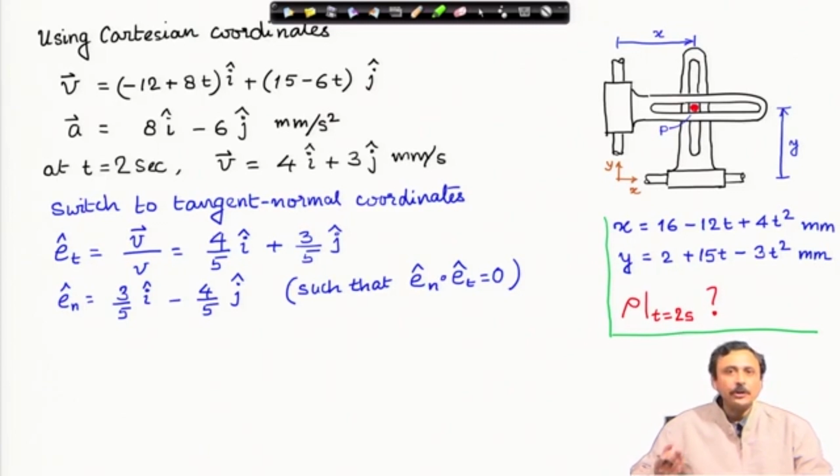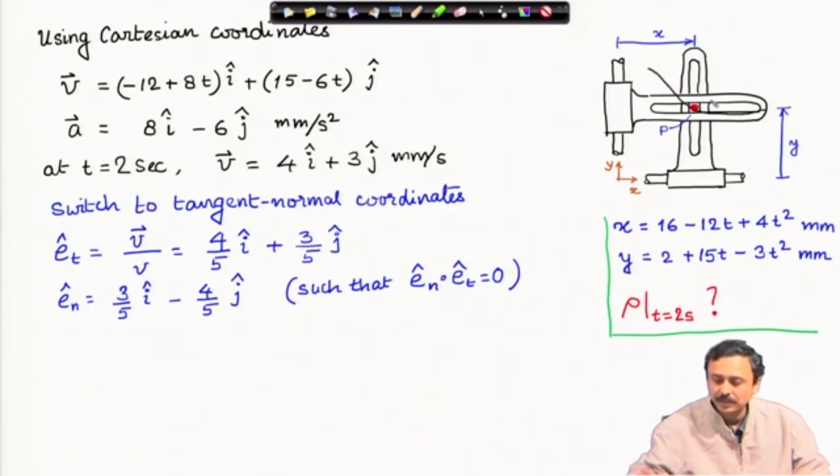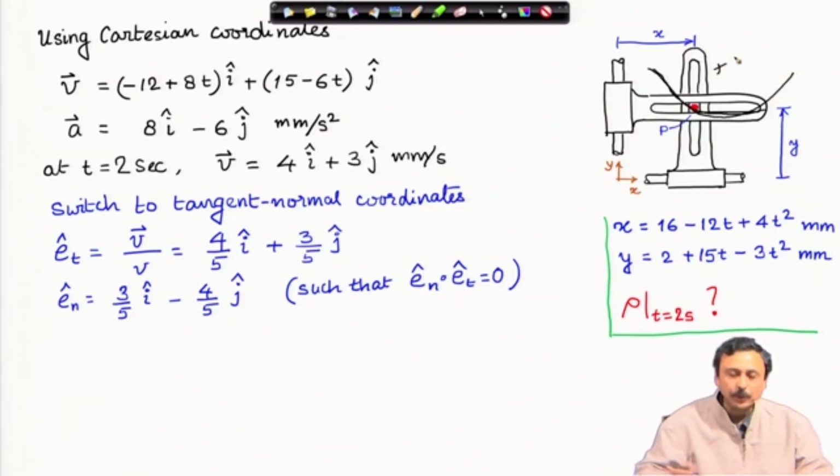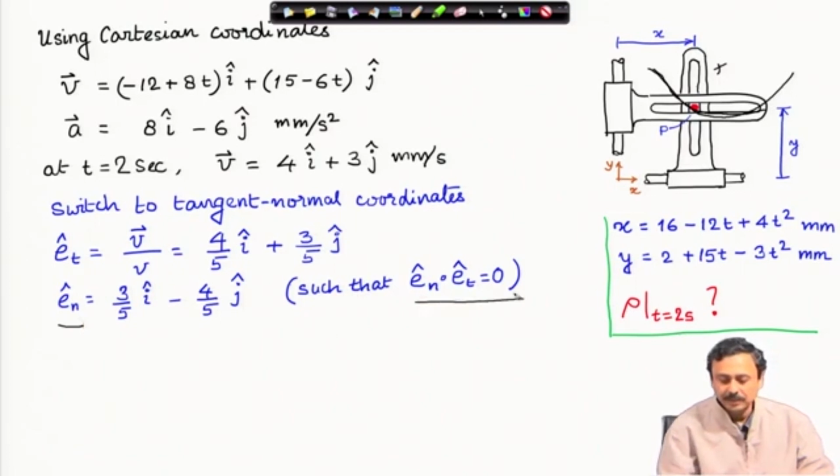Now, I really do not know in which direction the center of curvature of the path lies. So, for example, the path could be this, could be the path. So, in that case the center of curvature lies here, but right now I do not know. I will just assume in a certain direction my E n vector, the only thing that it must satisfy is E n dot E t must be 0, and you can see that it does.